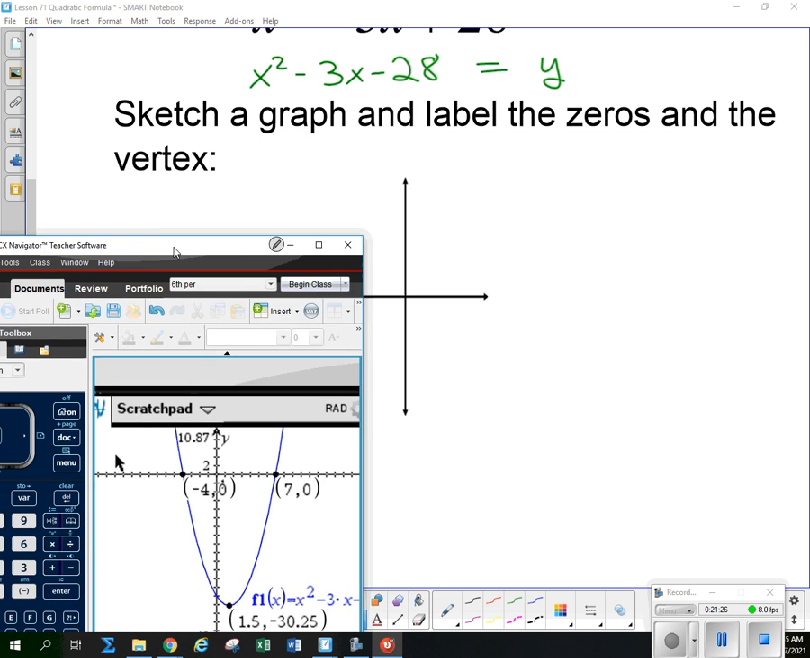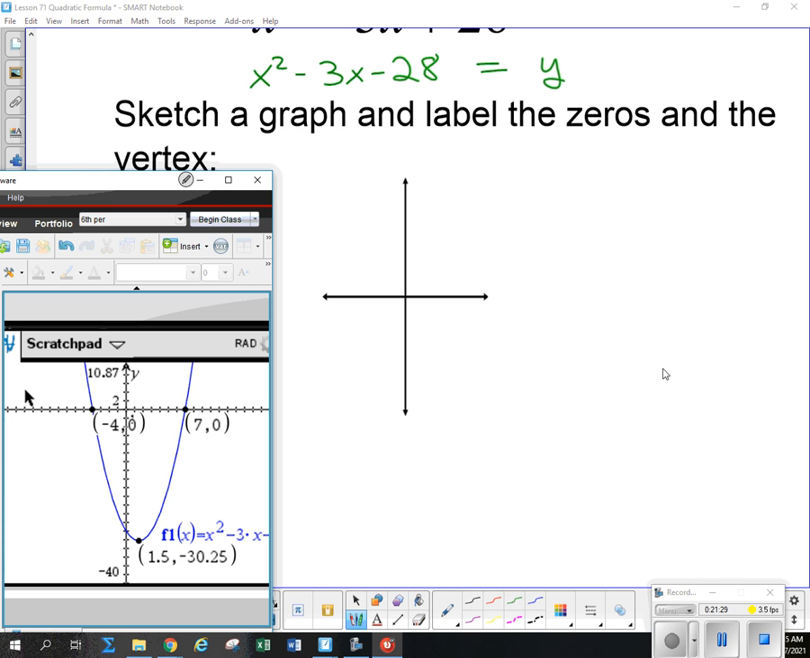So then what you would do with your problem set paper is to do the best that you can to copy a graph like that. Your vertex needs to be in the 4th quadrant, since that's what you see on your calculator screen. Kind of copy the same shape, more or less. Notice you want this x-intercept, the negative 4, 0, to be closer to the y-axis than the 7 is, so you want it to look decent. And then you label the 1.5, negative 30.25, and you label the 7, 0, and you label the negative 4, 0.